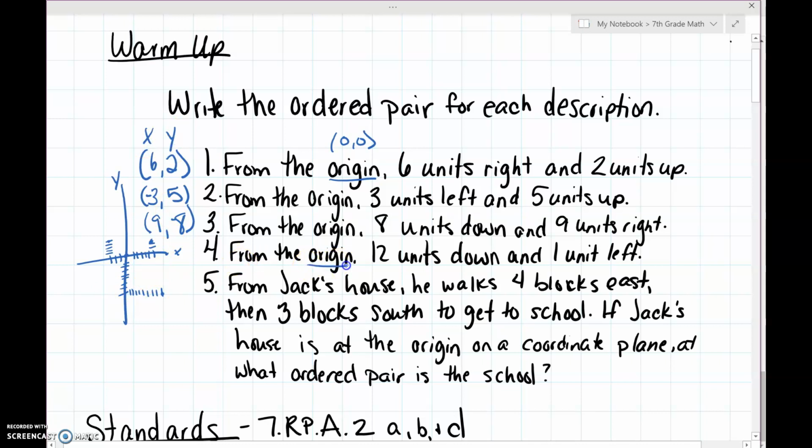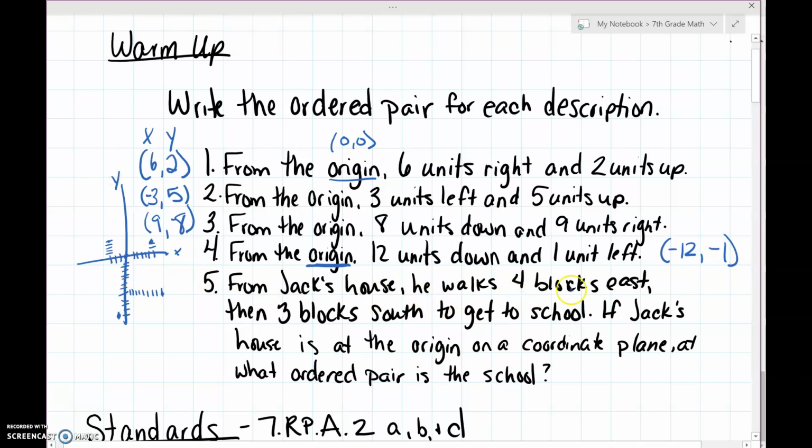So back to the origin. 0, 0. 12 units down. So 1, 2, 3, 4, 5, 6, 7, 8, 9, 10, 11, 12. And 1 unit left. So we're right here. So that 12 down is a negative. So I'm going to write the answer on the other side. Negative 12. And then I went 1 to the left, which is also a negative. Negative 1.